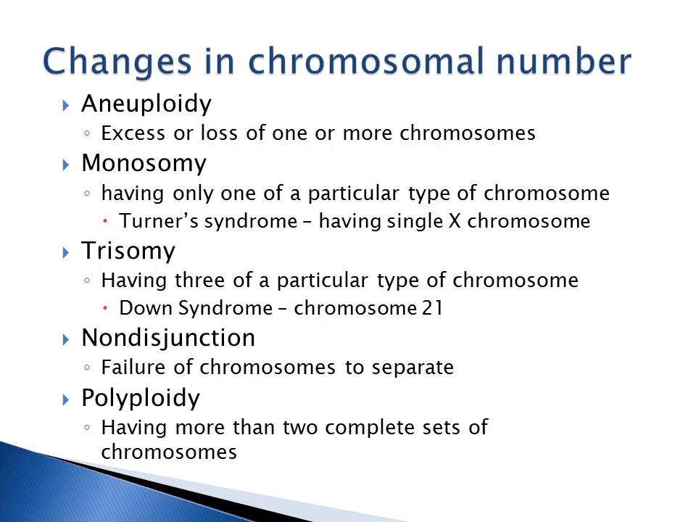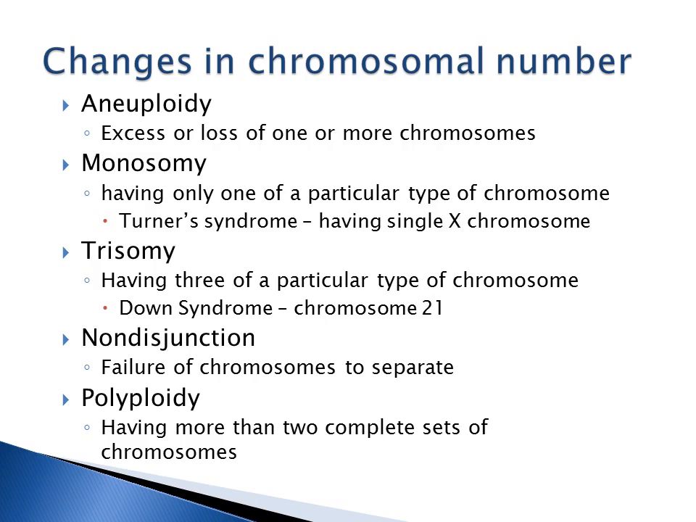You also have changes in chromosomal number. So in this you have aneuploidy, which is excess or loss of one or more chromosomes. You have monosomy, where you have only one of a particular type of chromosome. An example of monosomy is Turner syndrome, where an individual would only have a single X chromosome. There's also trisomy, where you have three of a particular type of chromosome. And an example of trisomy is Down syndrome, where you have three of chromosome 21.